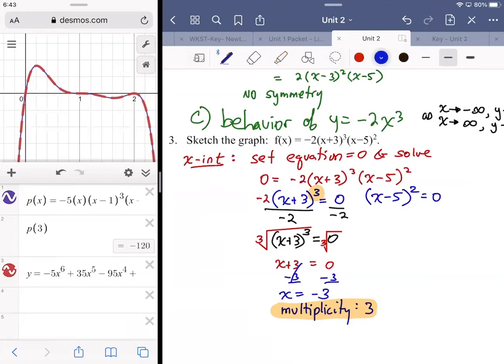In the case of the second factor, all I'd have to do is take the square root of both sides there. x minus 5 equals 0. Add 5 to both sides, and you get x equals 5, but that one corresponded with a power of 2. So this is going to be a multiplicity 2.